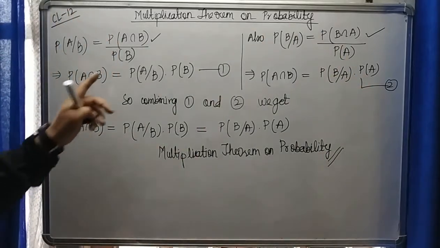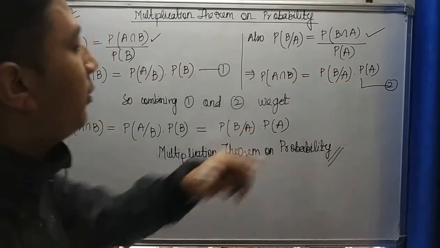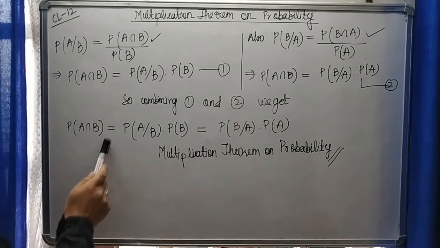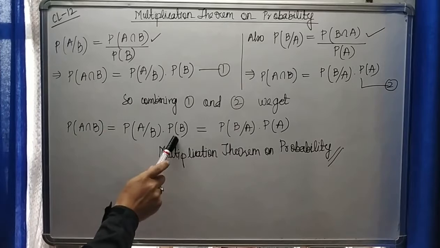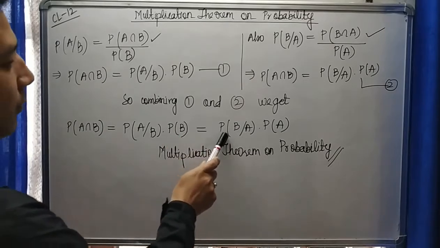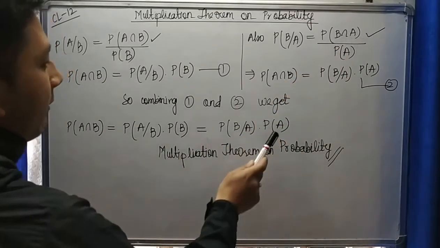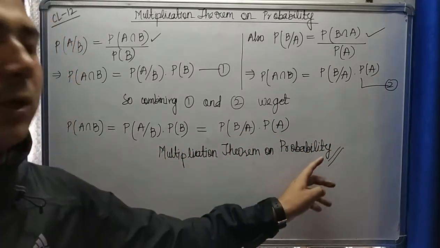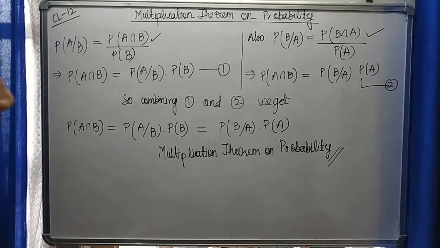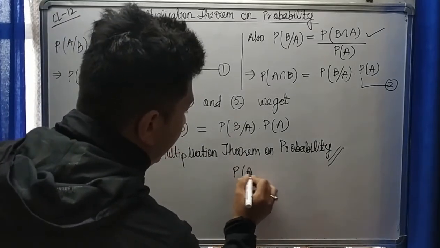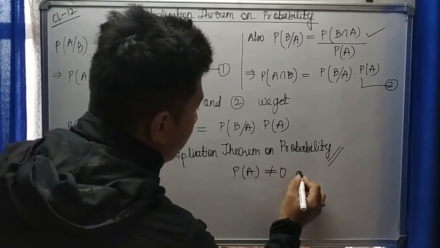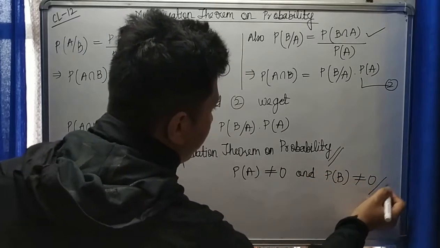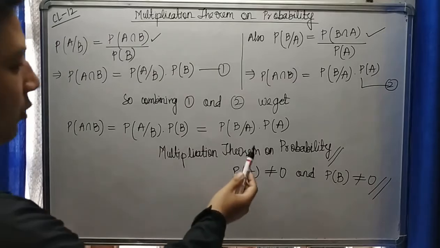So if I combine equation number 1 and equation number 2, then the value for probability of A intersection B will be probability of A slash B into probability of B, which is equal to probability of B slash A into probability of A. So this leads us to the multiplication theorem on probability, provided probability of A is not equal to 0 and probability of B should also not be equal to 0. So very simple formula, multiplication theorem on probability.